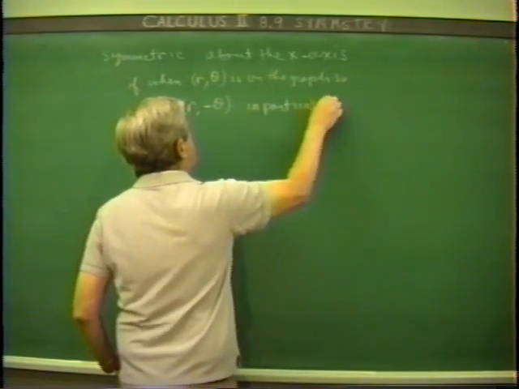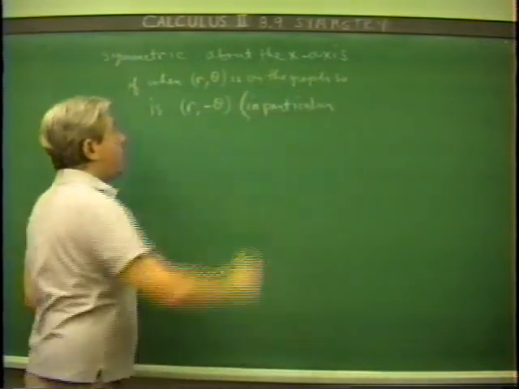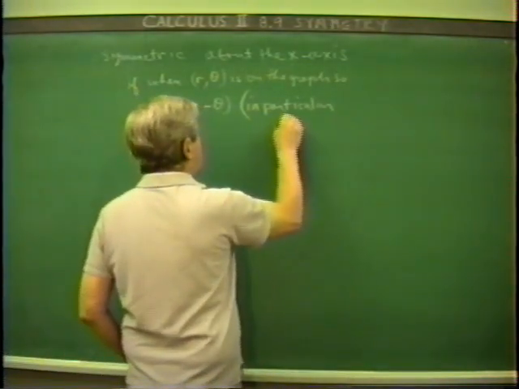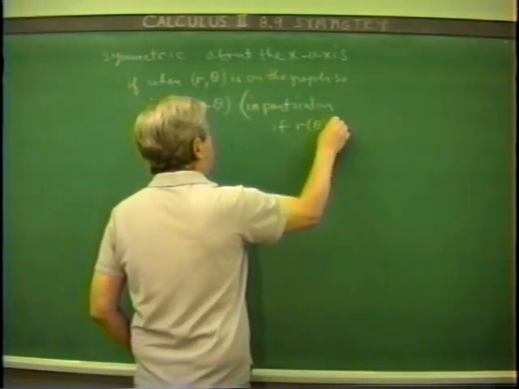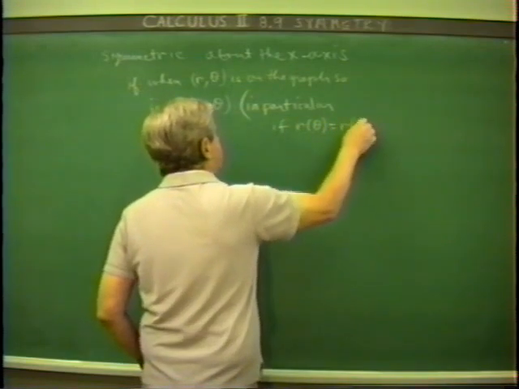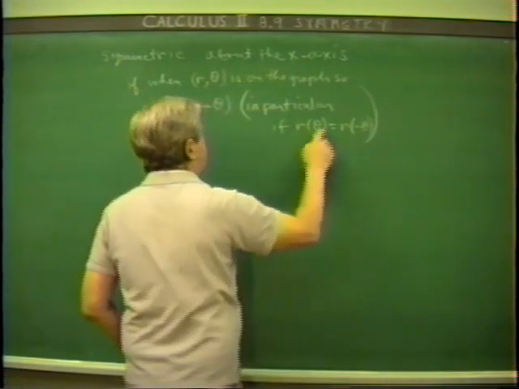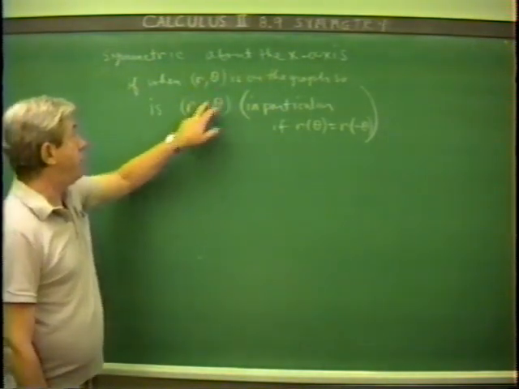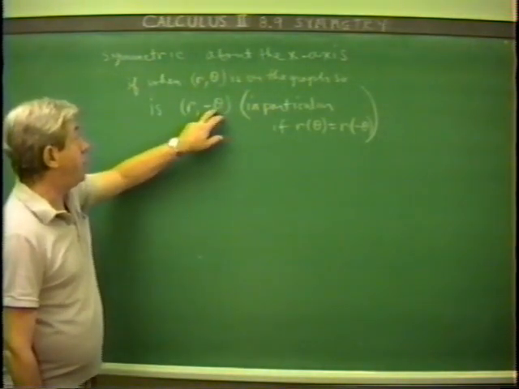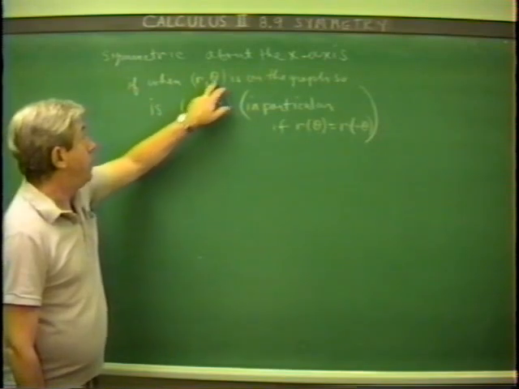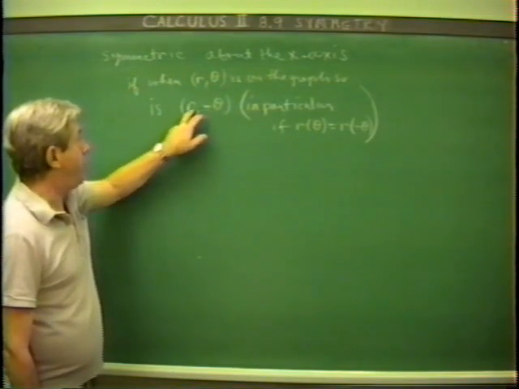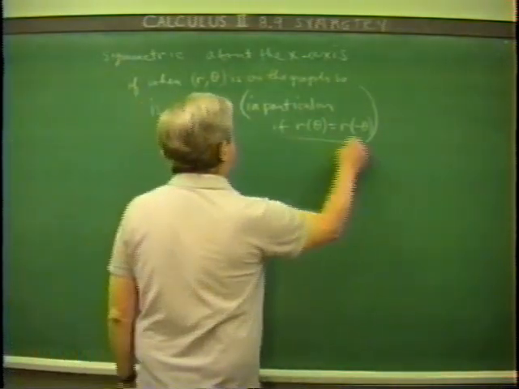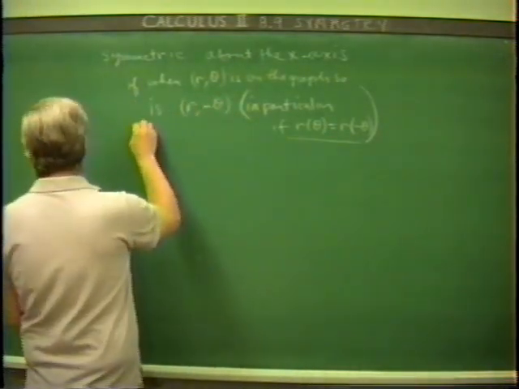Now, one way in which that can happen, in particular, is if r of theta is the same as r of minus theta. But it's not necessary for r of theta to be the same as r of minus theta for these two points to be on the graph. For example, r of theta plus 2 pi can be on the graph, and likewise r of minus theta.